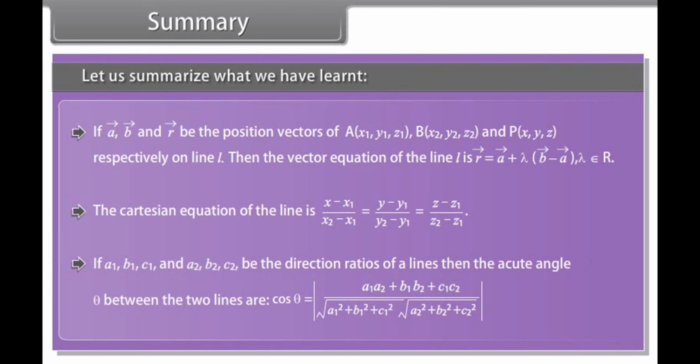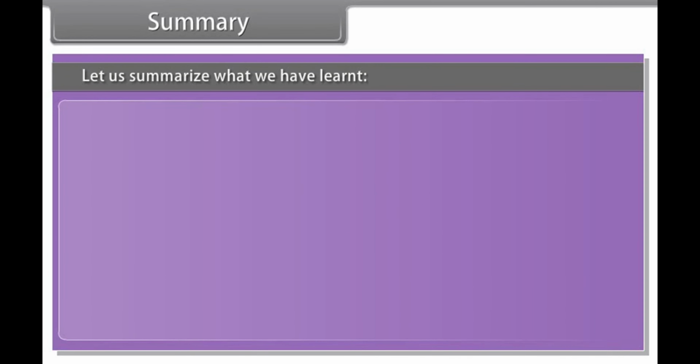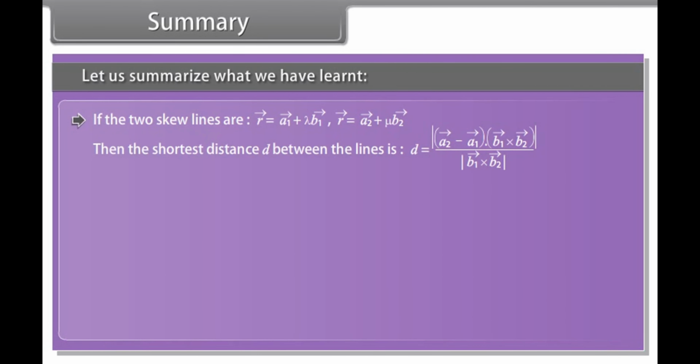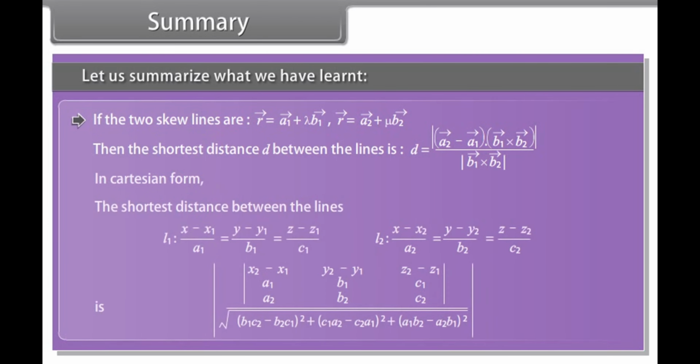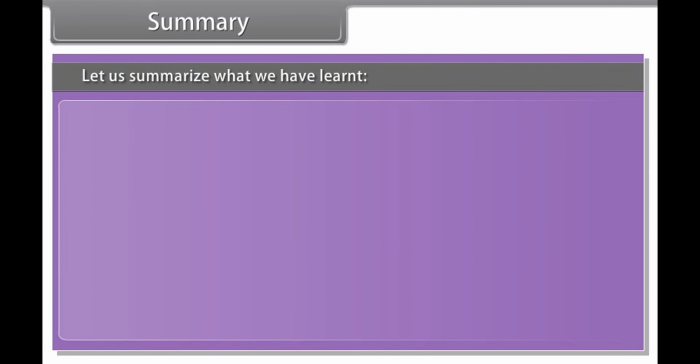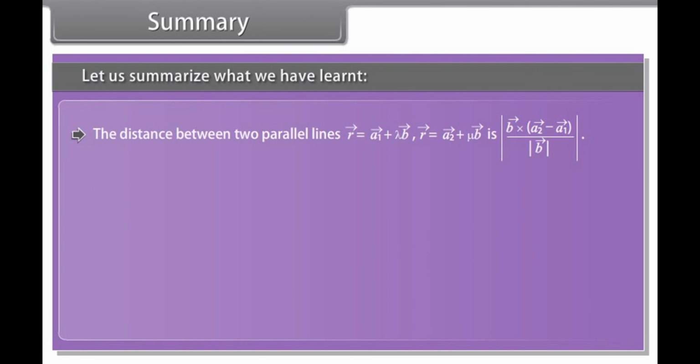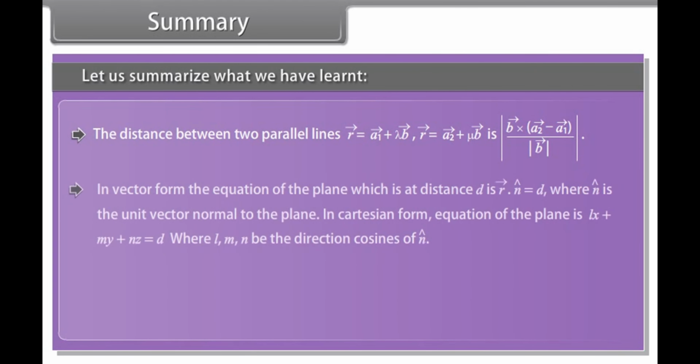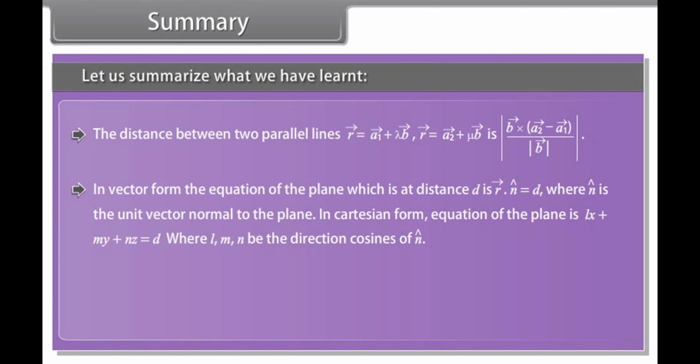If a1, b1, c1 and a2, b2, c2 are the direction ratios of two lines, then the acute angle theta between the two lines is given by the formula. If two lines are skew lines, then the shortest distance d between the lines is given by the formula. In Cartesian form, the shortest distance between the lines is given by the formula. The distance between two parallel lines is given by the formula. In vector form, the equation of the plane which is at distance d is given by the formula, where n cap is the unit vector normal to the plane.